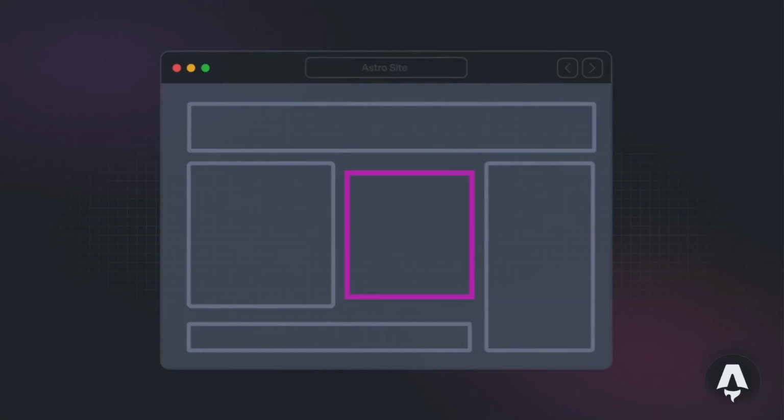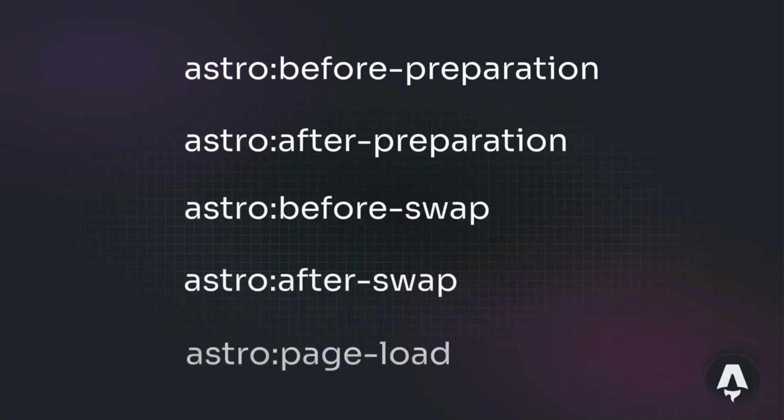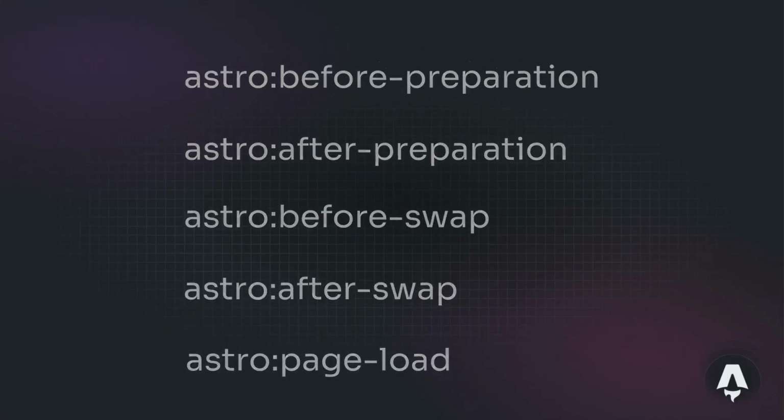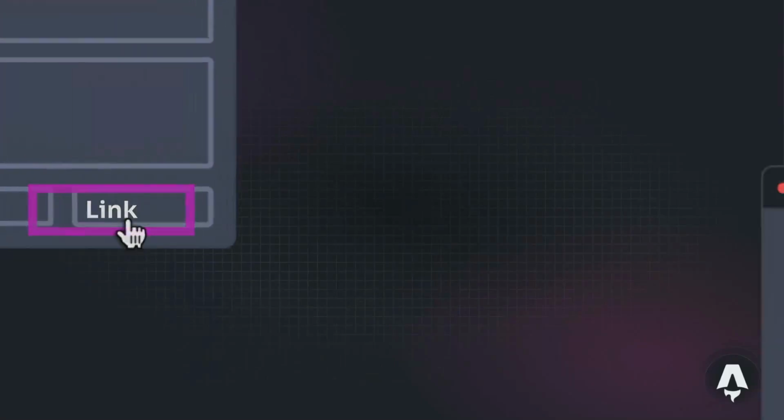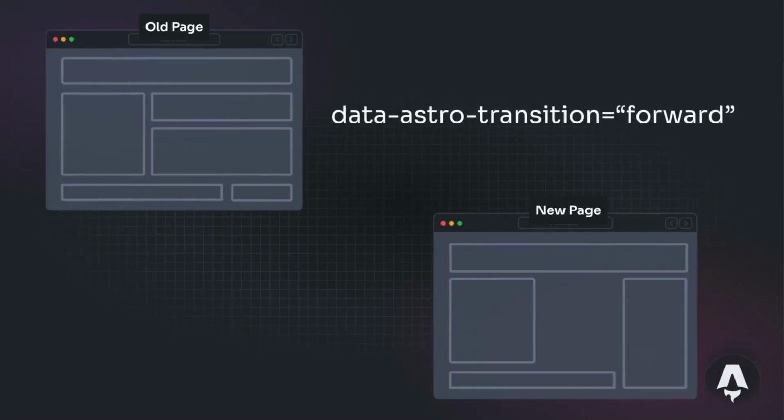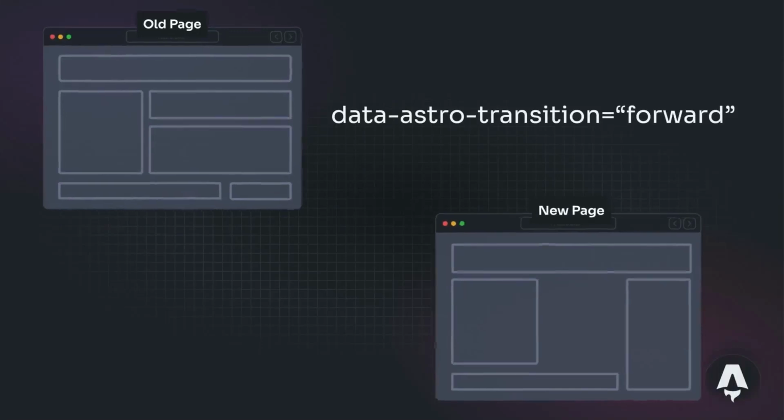To give you access to the different events that happen throughout this transition, Astro has 5 different directives, and these API lifecycle events allow you to tap into this sequence. We'll go over the sequence of all this in greater detail later on, but essentially when you click a link, it fetches the new page and adds the data Astro transition attribute to the HTML element with the value of forward or back as appropriate.